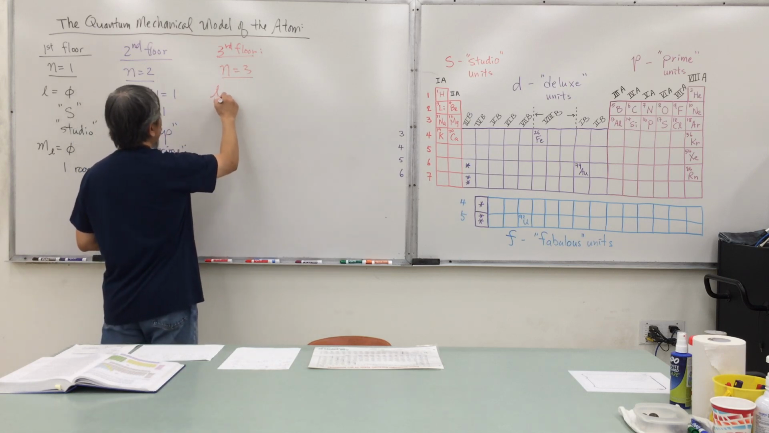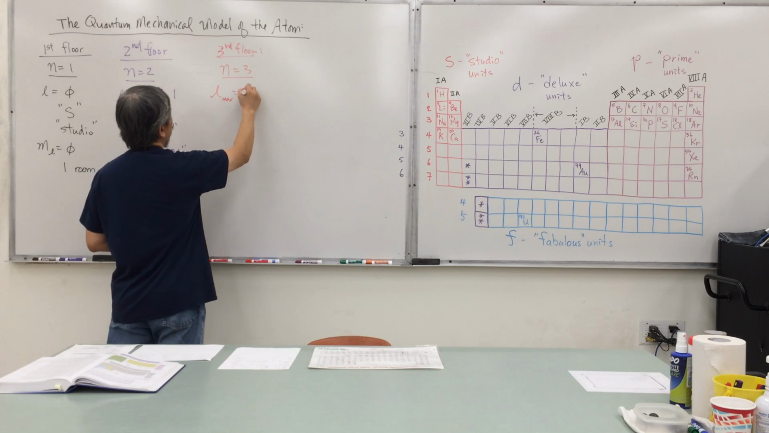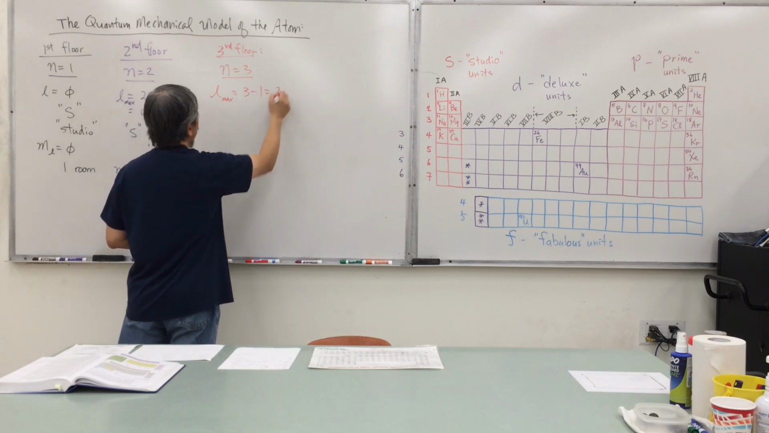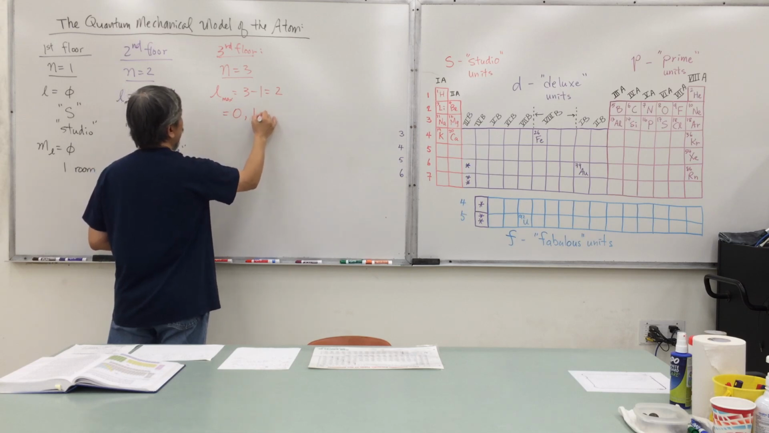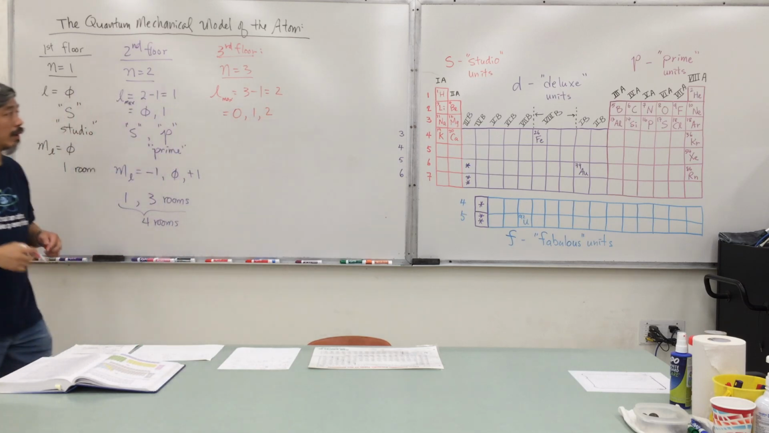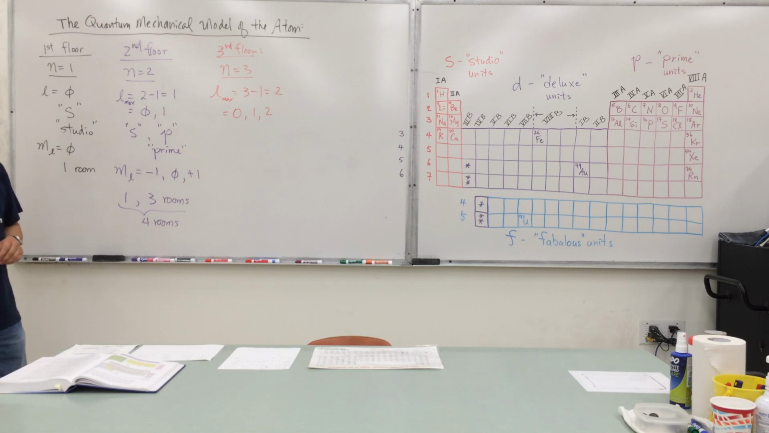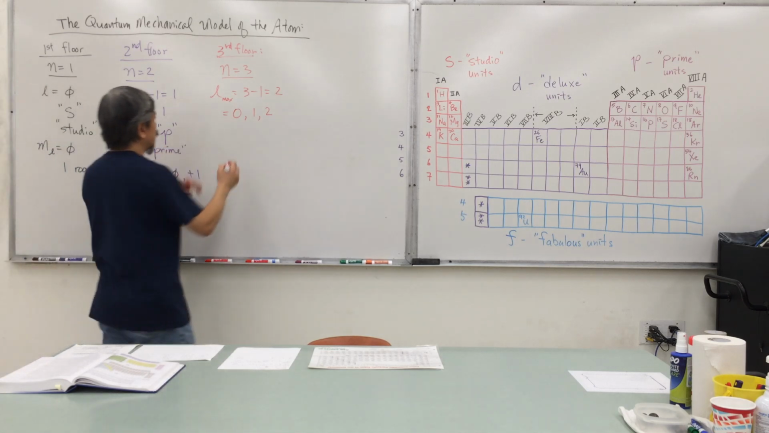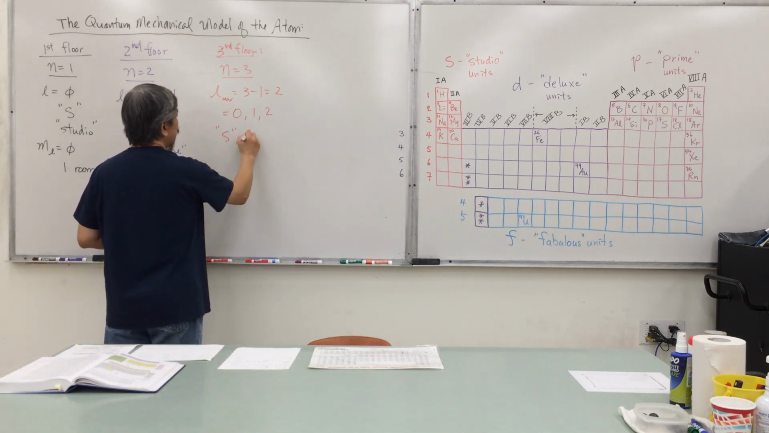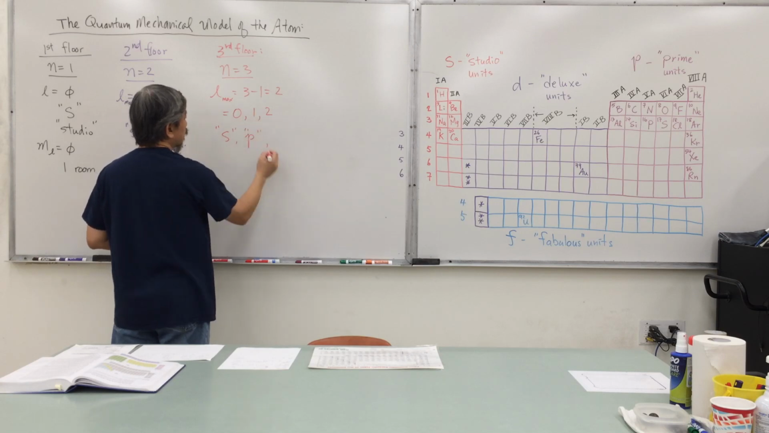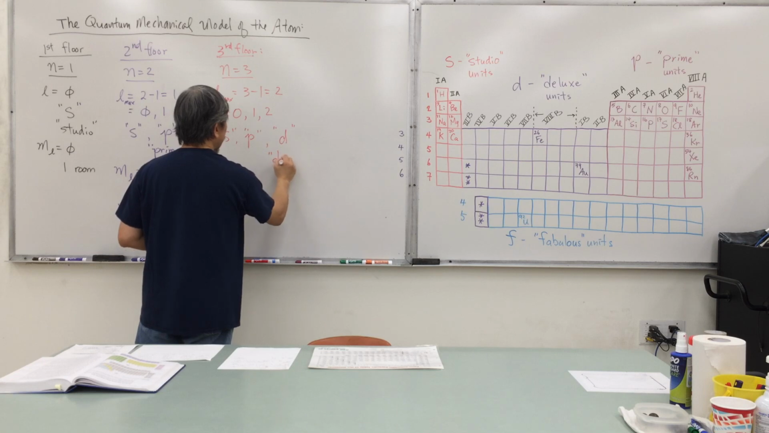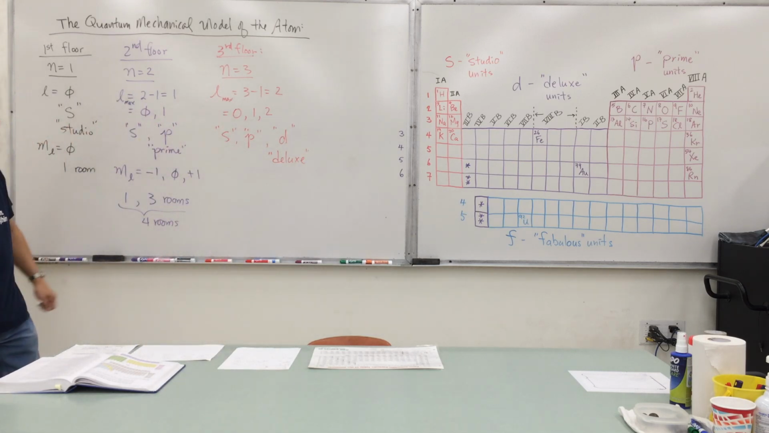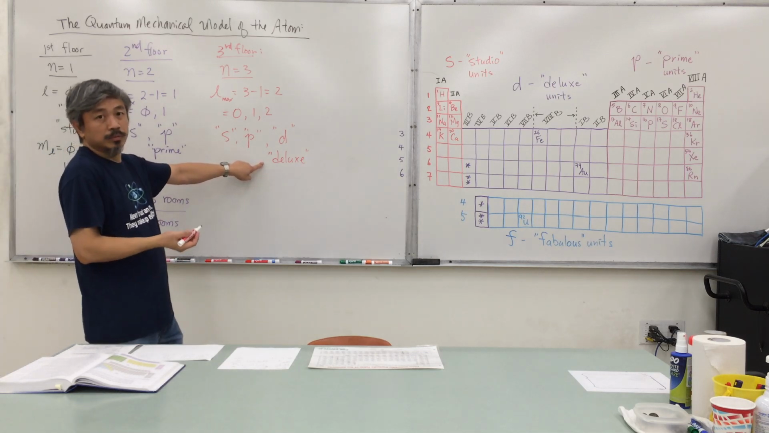That means L now maximum you can have is going to be equal to 3 minus 1 equals 2. So that means that L can now have value of 0, okay, 1, and 2. Okay? We now have 3 different kinds of units available. So then, of course, the 0 is the S unit available. Then you have 1 being the P unit, and 2 now are the D units. These are now your deluxe units. Okay? The deluxe units. The question is how many do I have here?